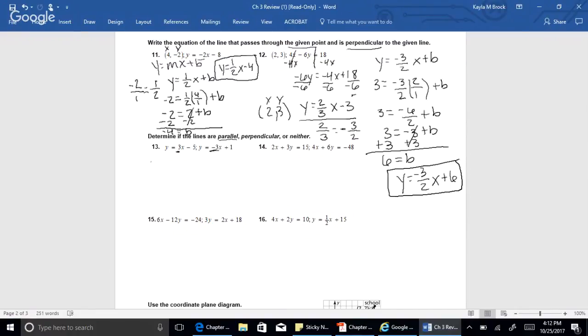Well, let's start out with this first 3. 3/1 is this slope. And if I wanted to take the negative inverse of this, it would be -1/3. So they are not perpendicular. And they are not parallel because if they were parallel, they would be the exact same thing. So I'm going to write neither. Next, I'm going to look at question 14. 14 is a little bit trickier because they're not already in y equals mx plus b format, but I can go ahead and do that.